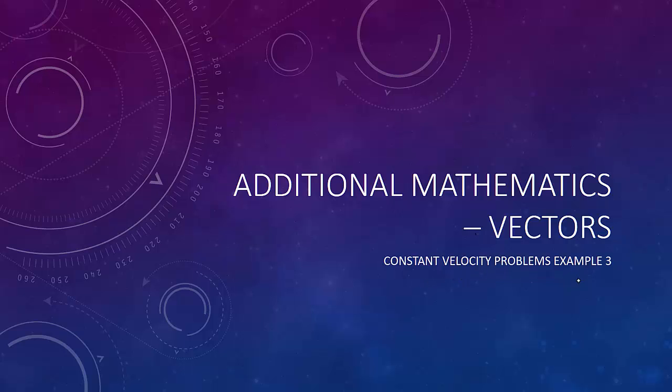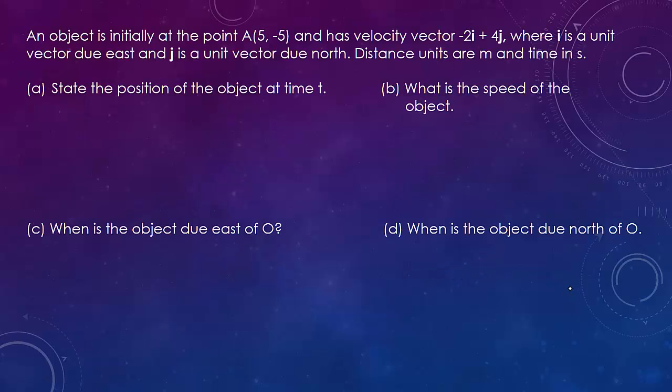Constant velocity problems, example 3. An object is initially at the point A, (5, -5), and has a velocity vector of -2i + 4j, where i is a unit vector due east and j is a unit vector due north. Distance units are meters and time in seconds.